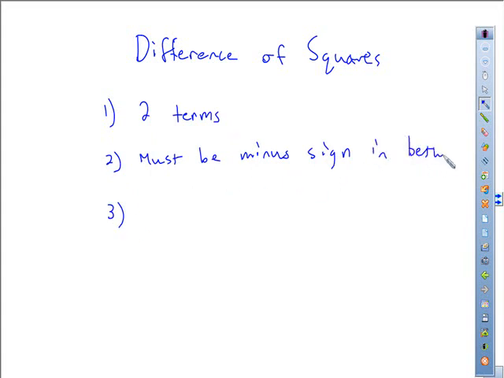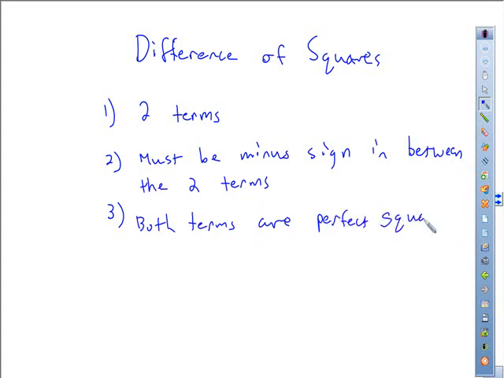I'll make it a little bit more clear. And the last one, both terms are perfect squares. Okay. Now let me give you an example of a difference of squares. Let's say we have x squared minus 4. Now this type of problem is a difference of squares because it meets all three of these requirements. There are only two terms. There's a minus sign in between the two terms. And both of these terms are perfect squares.